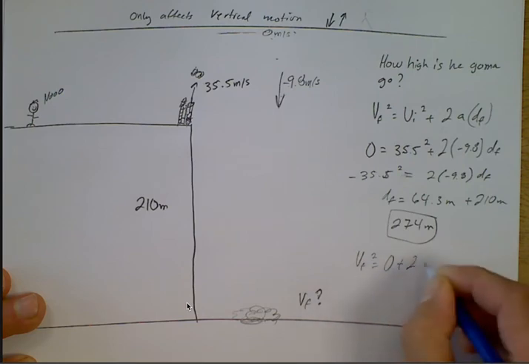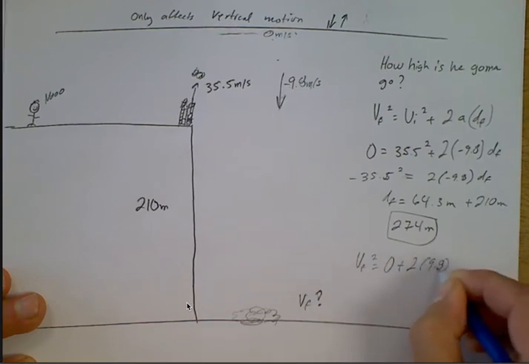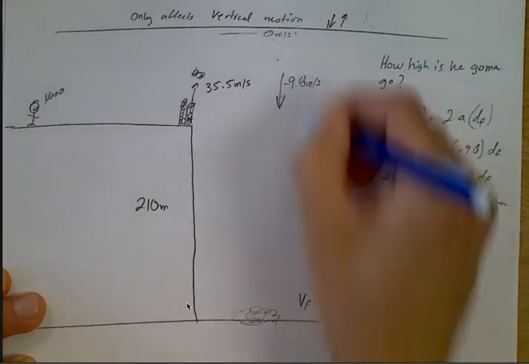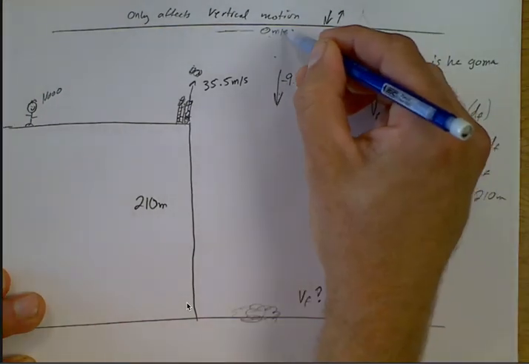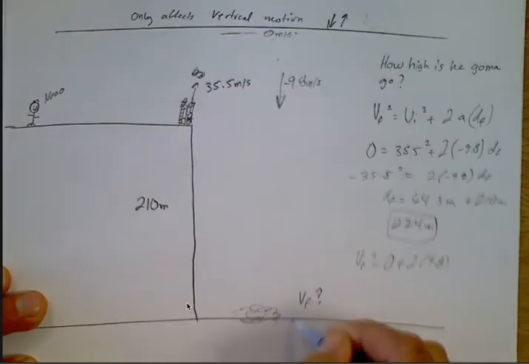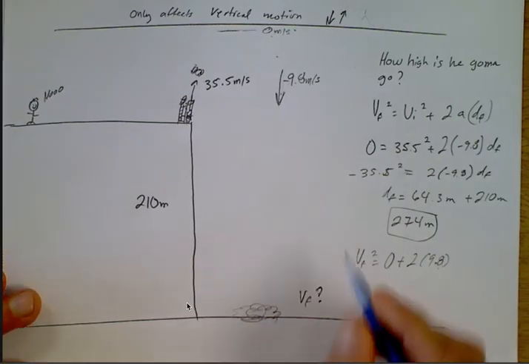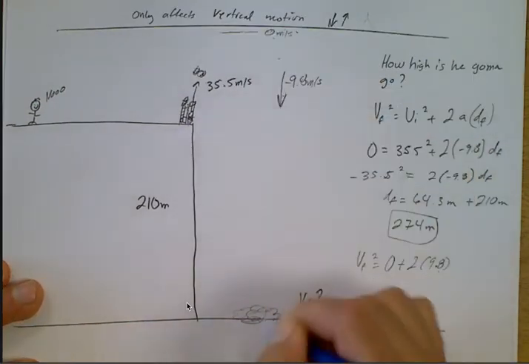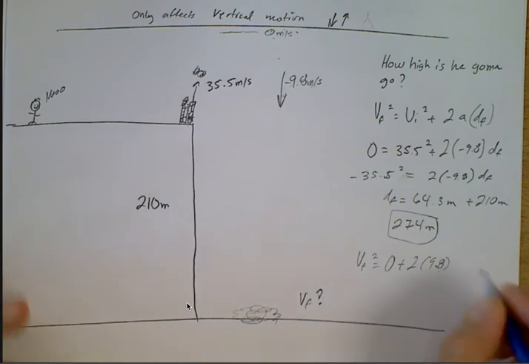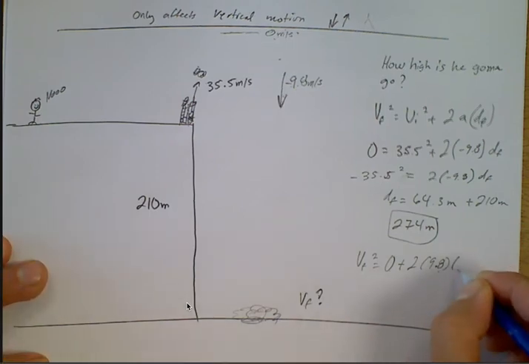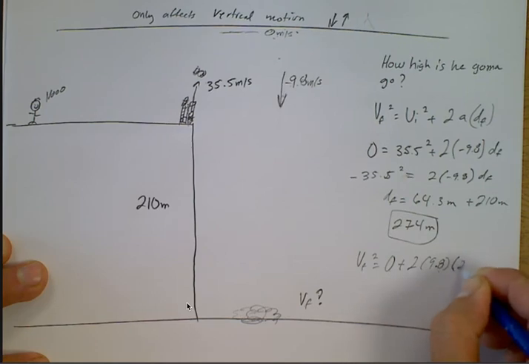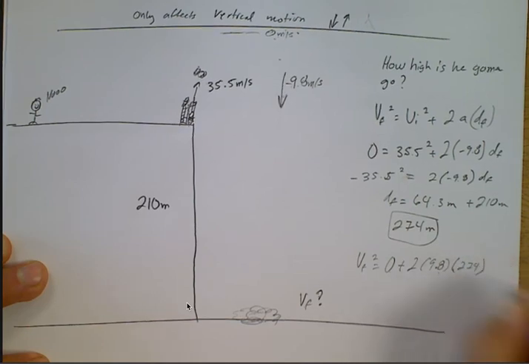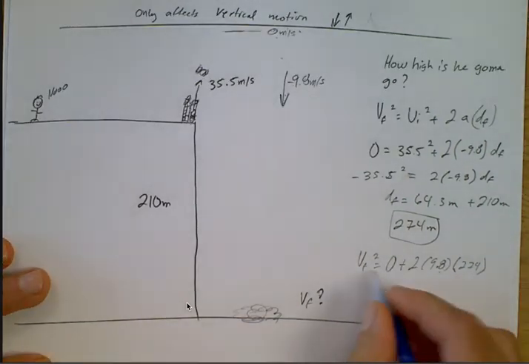plus 2 times 9.8. Now look, in this case, the acceleration is positive, right? Because I'm starting at 0, and I'm going to increase my velocity as I go down. So this time the direction of motion is the same as gravity, so it's positive. And I have times my total height here, which we already found out was 274. All right, do that right there.